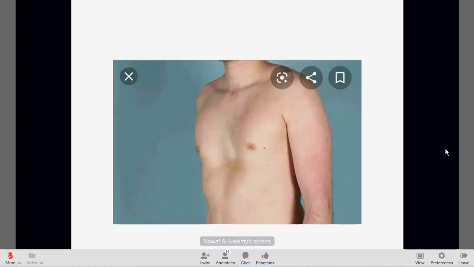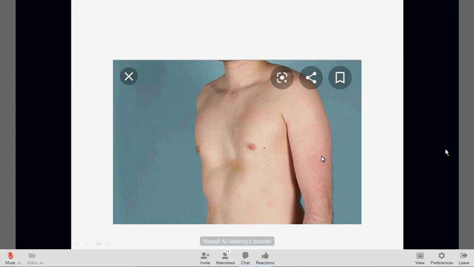The other abnormally shaped chest that you may find is this one, which is the depressed lower part of the sternum, depressed down. This is called pectus excavatum, or funnel chest. It might be an isolated finding, or sometimes it is one of the findings in case of Marfan syndrome. You know, Marfan syndrome.